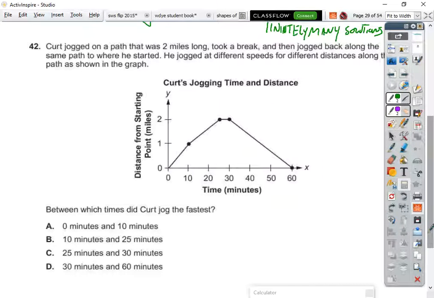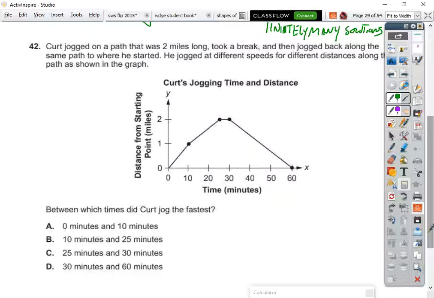Kurt jogged on a path that was 2 miles long, took a break, and then jogged back along the same path to where he started. You need to take a break after 2 miles? Craziness. He jogged at different speeds for different distances along the path as shown below. All right. Between which times did Kurt jog the fastest?